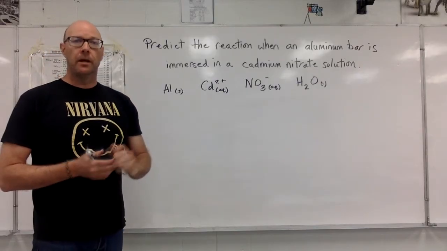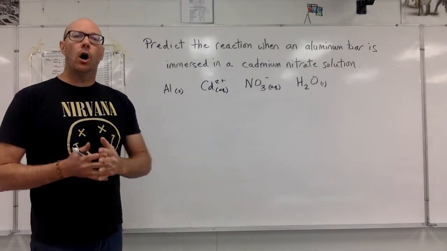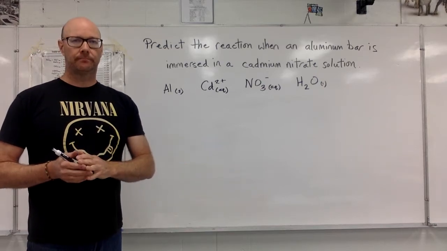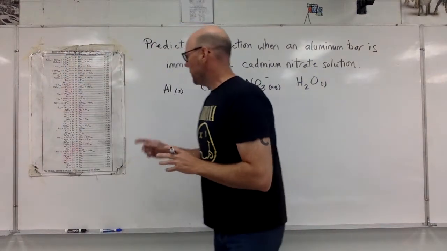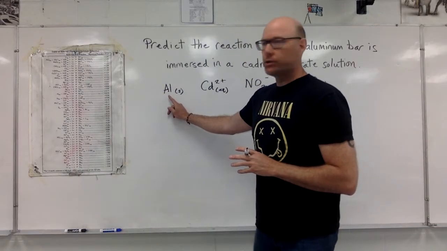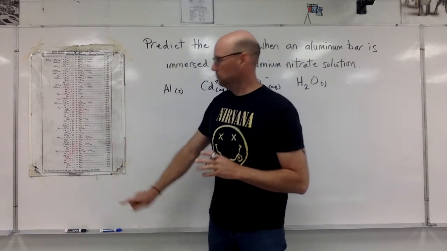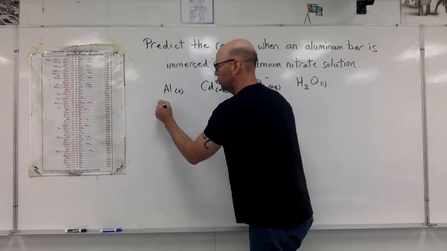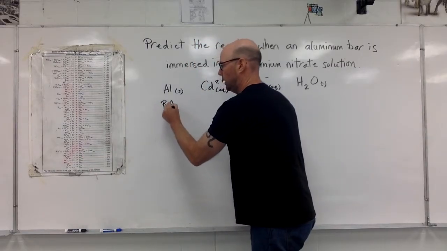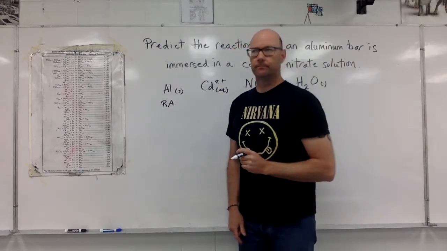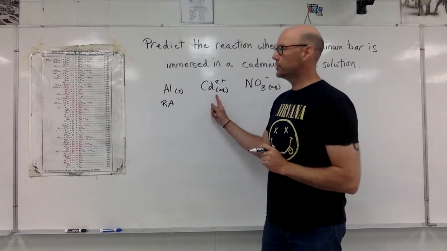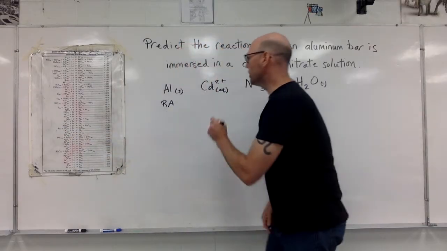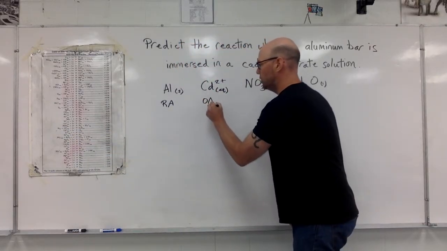The second step is to go through and label all possible oxidizing and reducing agents. I need to find aluminum solid here on the table. It's right here, on the right-hand side of the table. Aluminum solid is a reducing agent. Cadmium 2+ ions are here on the left-hand side. They're an oxidizing agent.